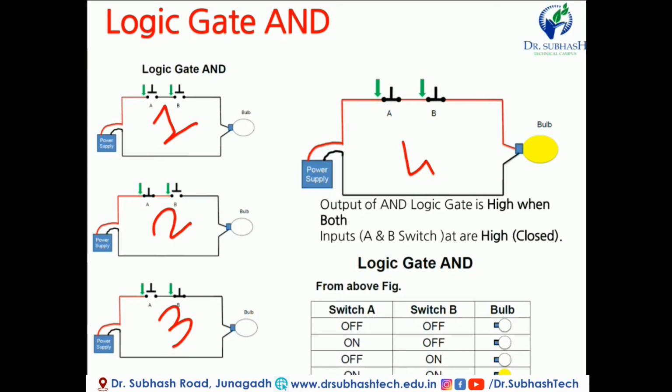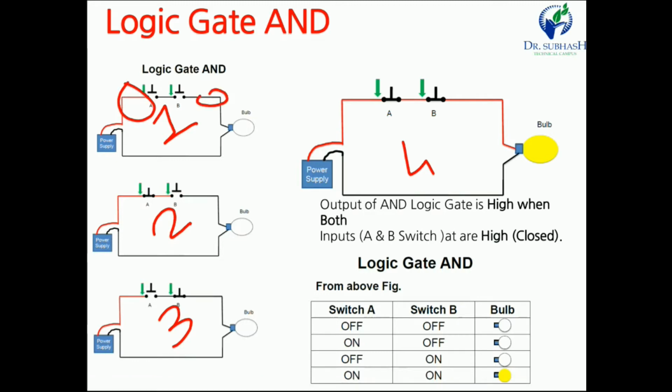First condition: switch A and switch B both are open, so the path is an open circuit. Whenever the path is a closed circuit, the wire becomes red. If it is black, then it is an open circuit. So A and B both are open, there is no current flow through the open switches, so the bulb is off. In the second mode, switch A is on but switch B is off, so it is an open circuit, there is no current, and the bulb is off.